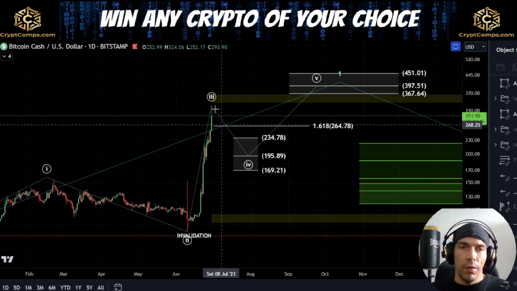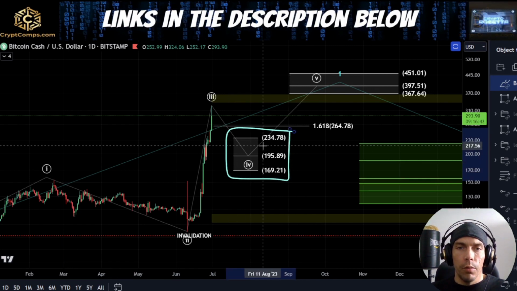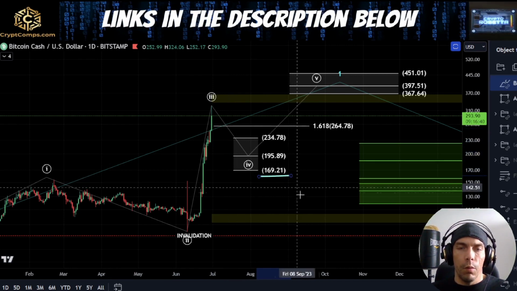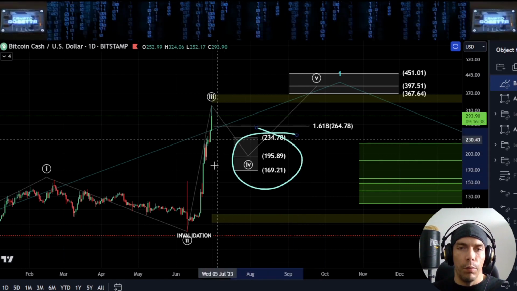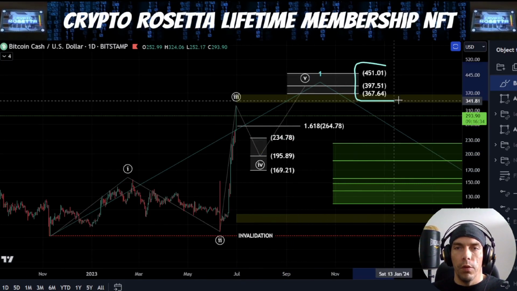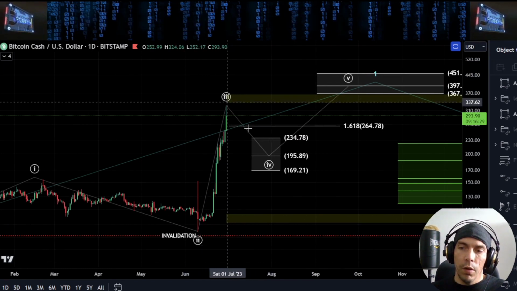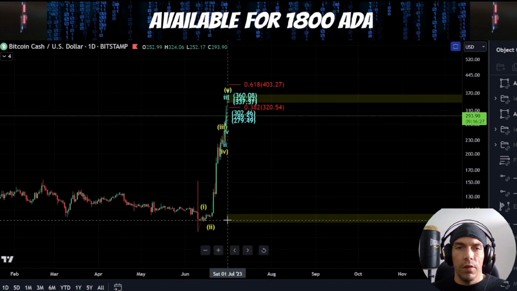If we remain above that, I will still be looking for the potential to come down into this area here, for this 234 to this 169, and looking to find support in this zone, looking for the potential of an additional fifth up here to this 451 to this 367 level. Now it's possible that this third wave is still not complete, so there are 2 ways that I'm currently looking at this.